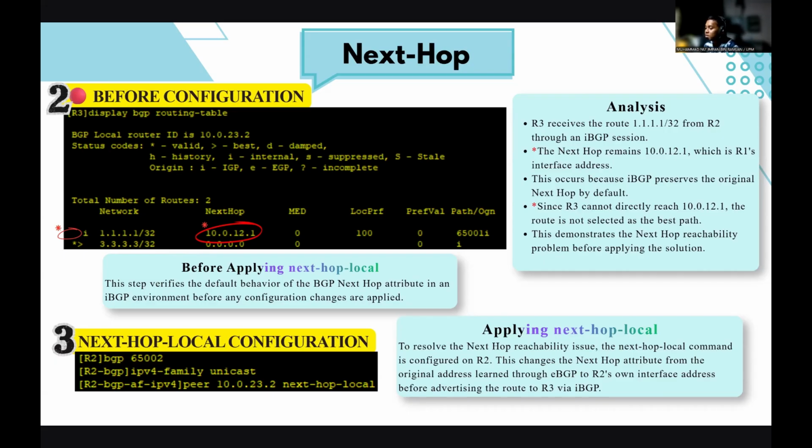It is easy. Just enter the BGP view, then enter peer 10.1.23.2, which is router 1, so we can resolve the reachability issue. With this command we configure router 2 and it changes the next-hop attribute from the original address, as with eBGP, so it can become the transit router. It uses its own interface address before advertising the route to R3 via iBGP. Okay, next.